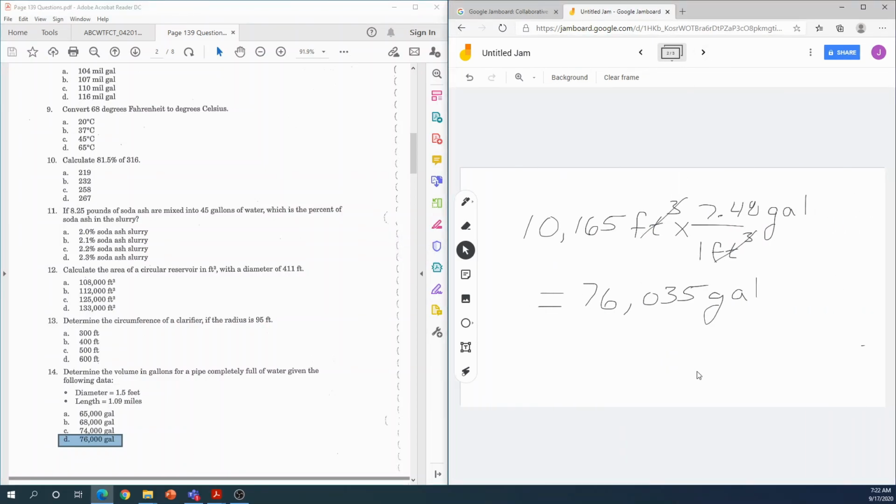Oh, you guys did not see that. So here we go. We have the 10,165 cubic feet times our conversion of 7.48 gallons per cubic foot. Cubic feet cancel cubic feet, and we're left with 76,035 gallons.